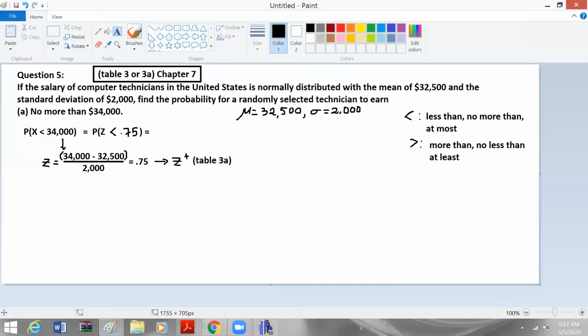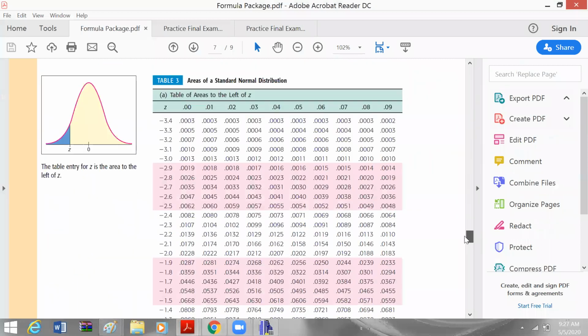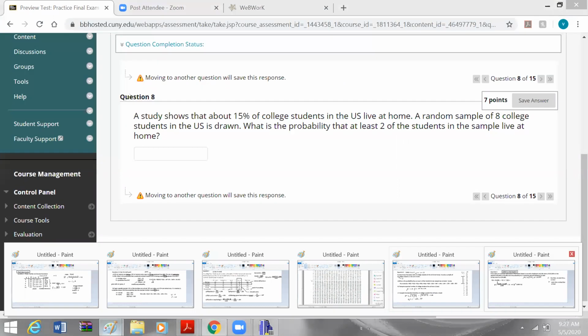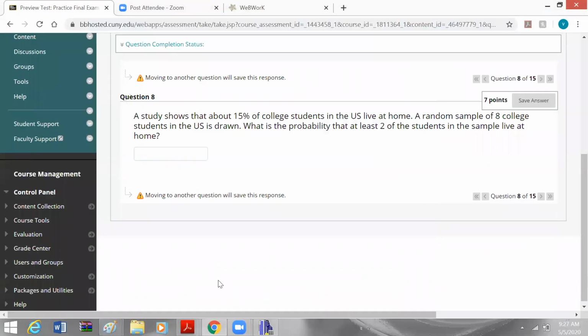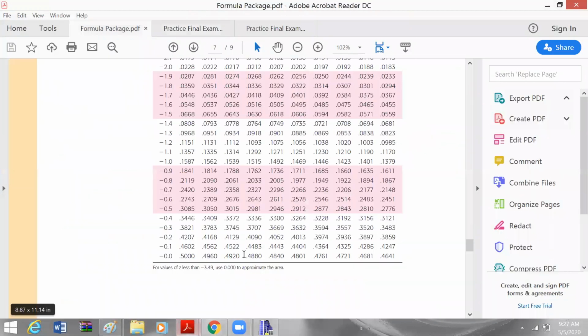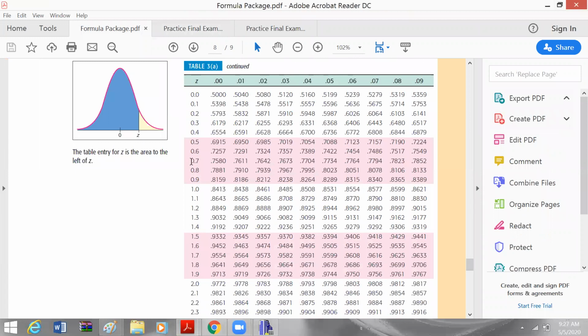And so we're going to look at the value for table number 3a. And we can see that the value for 0.75, I believe, right? 0.75 was something that we can find in the chart. So we're going to go to 0.7. I still see some people actually got it wrong on the second exam. So we're going to go to 0.7 and then 0.05.